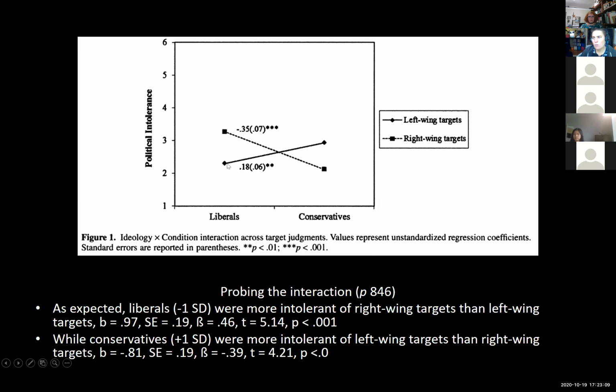So let's see, I think one of the examples was something like, I believe people should be allowed to immigrate into the United States. And so that would be a left-wing target. So the left-wing people are more tolerant of the left-wing targets and are more intolerant of the right-wing targets.